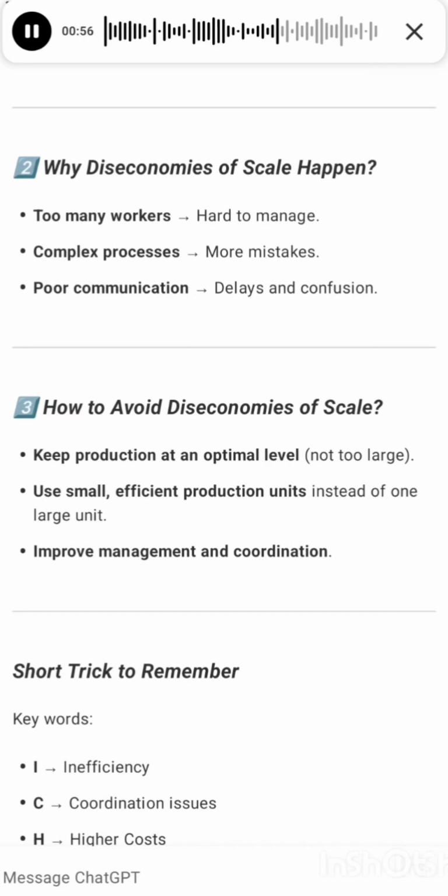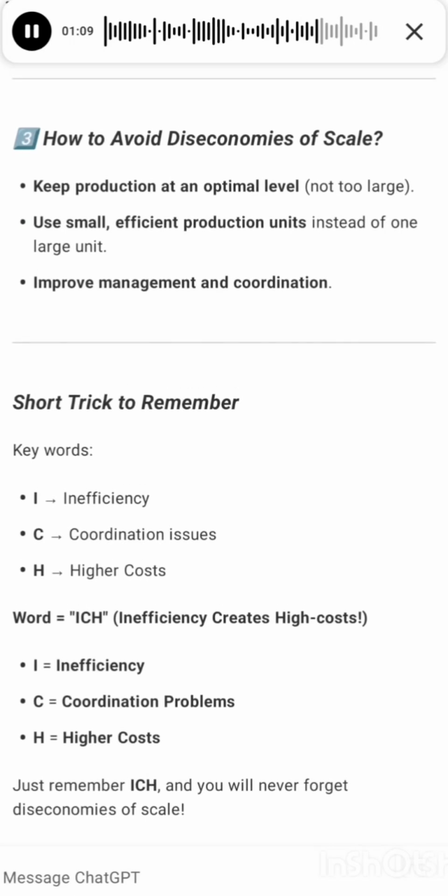3. How to avoid diseconomies of scale. Keep production at an optimal level, not too large. Use small efficient production units instead of one large unit. Improve management and coordination.